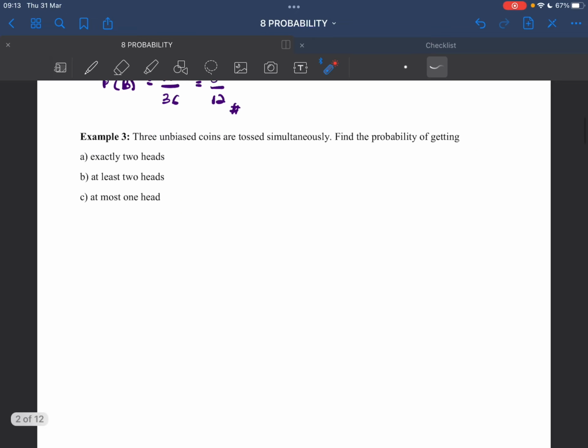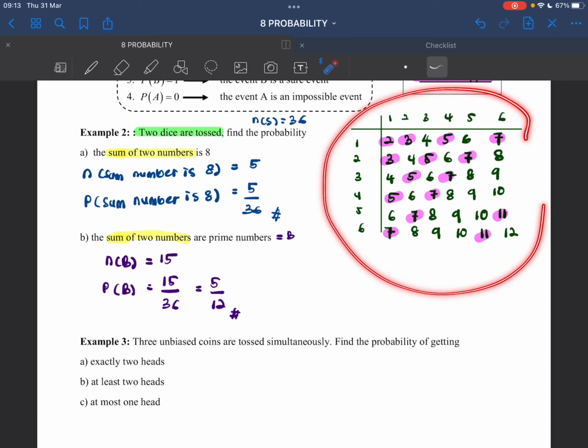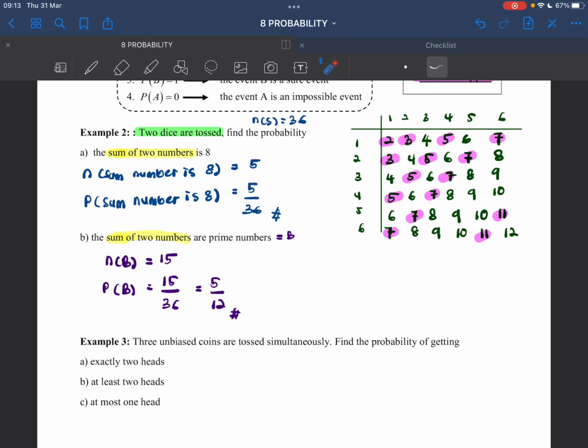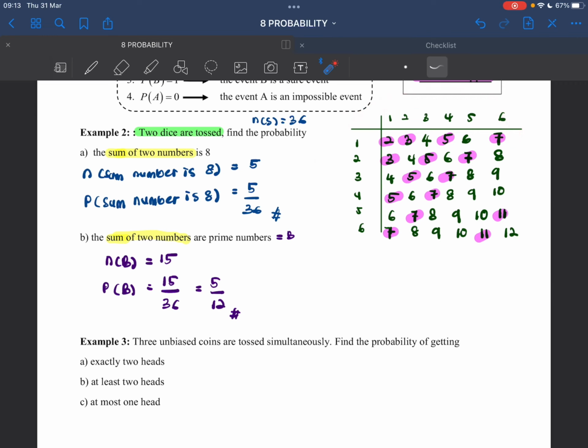Okay, so let's see example 3. 3 unbiased coins are tossed simultaneously. Find the probability. Unbiased just means that it's the same thing; there is nothing different between all the coins. Find the probability of getting exactly 2 heads. Now, if we are doing dice, one of the ways is just to put it like this, if the dice are tossed twice, not just once. This is one of the ways to make it easier for us to find our sample space.